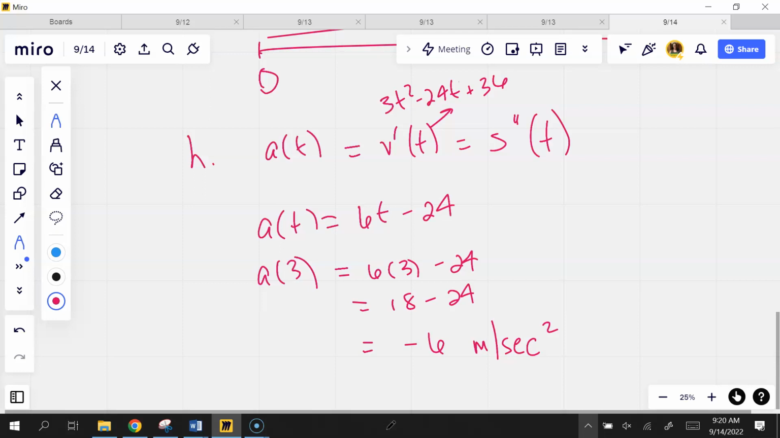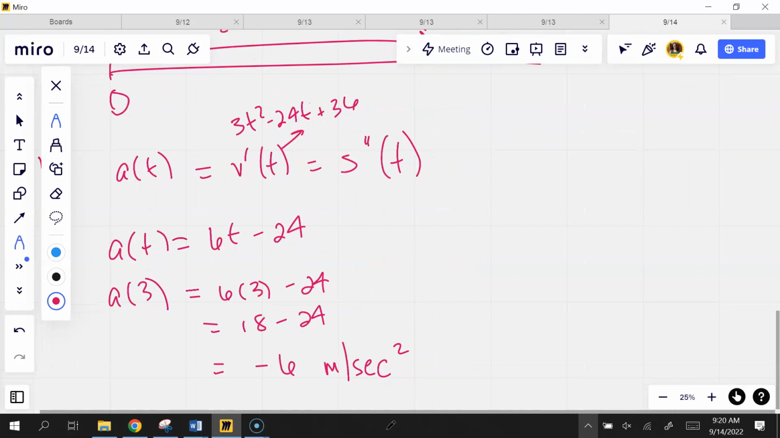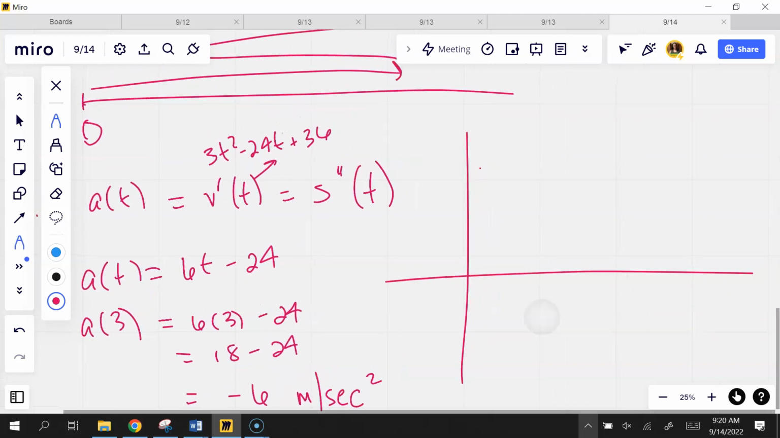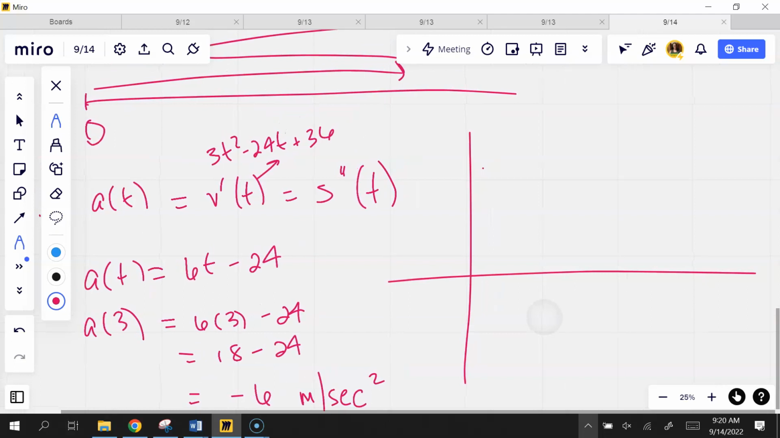Graph the position, velocity, and acceleration functions between 0 and 8. So the first one is a cubic, and I don't really care that you can do this exactly. You can use a calculator to do this. In fact, let's do that because it's a little easier on your calculator.